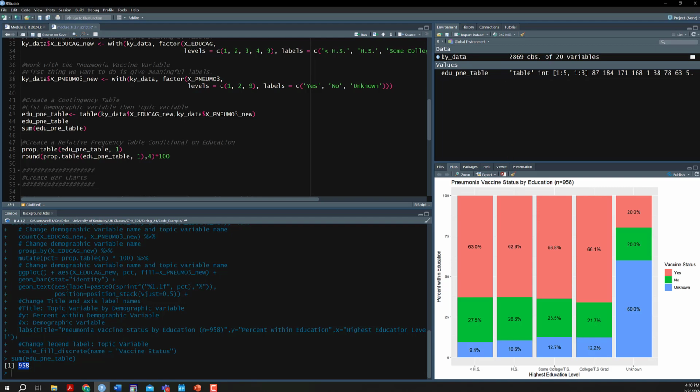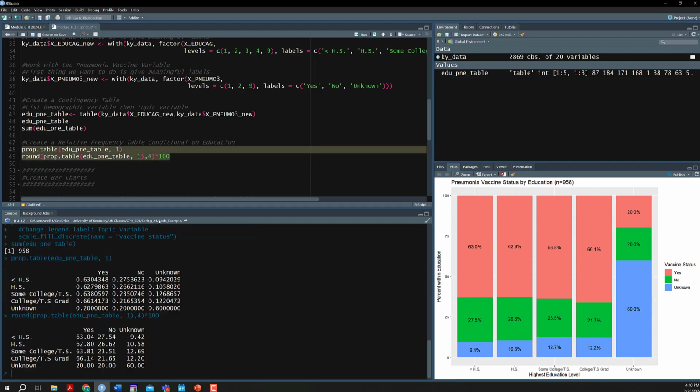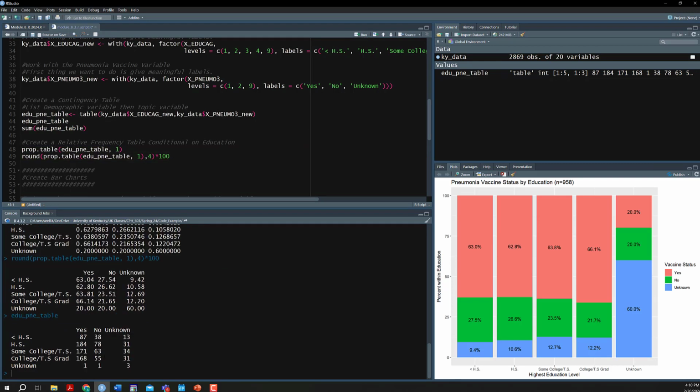And then to create that relative frequency table, conditional on the demographic variable, you'll want to change this to be the demographic variable you're using. You will copy in the name of the table from up here and then make no other changes. Same thing with the second line. You will copy in the name of the table, but make no other changes. So running these, notice here we get our table. And then by running this line up here was where we got the counts.